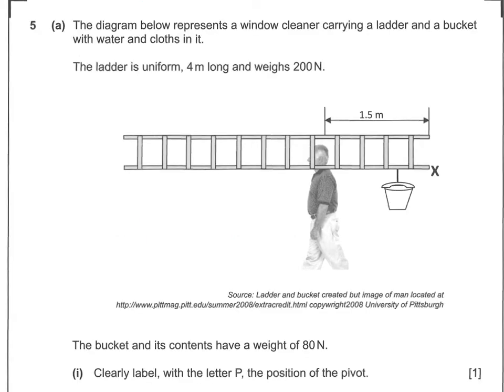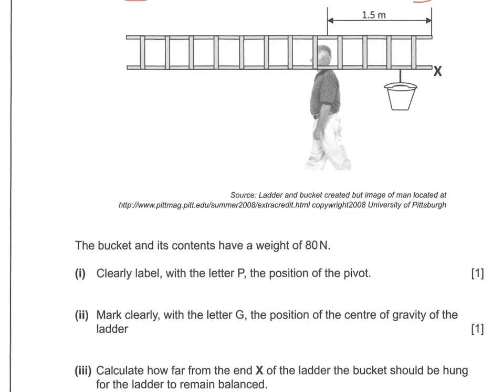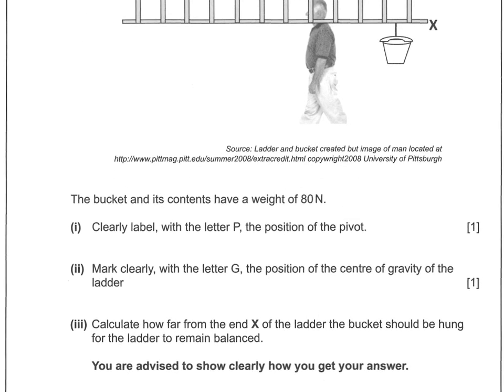Okay. The diagram below represents a window cleaner carrying a ladder and a bucket with the water and cloths in it. The ladder is uniform, 4 meters long, and weighs 200 newtons. And you can see he has got its shoulder 1.5 meters from the end. So it's 4 meters all the way across here. We should probably put that information on the diagram. The bucket and its contents weigh 80 newtons.